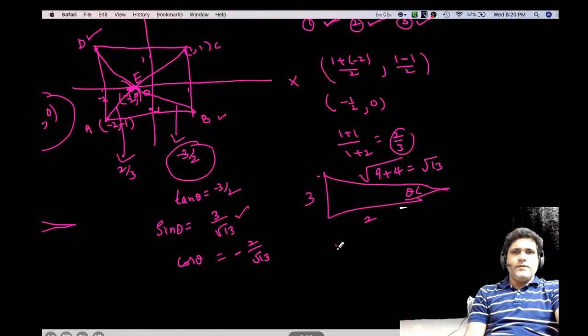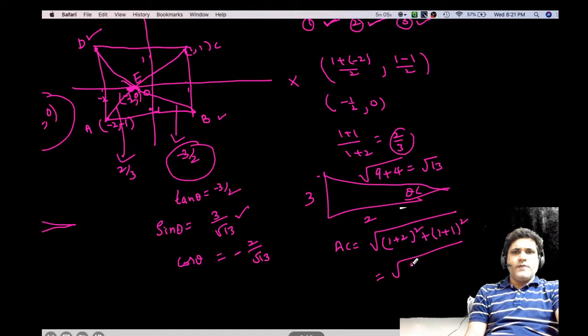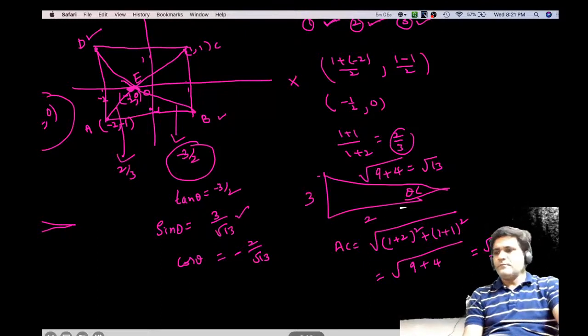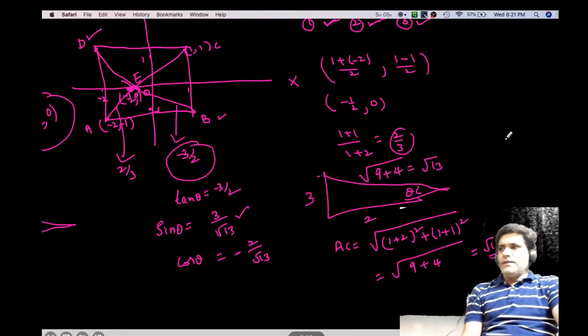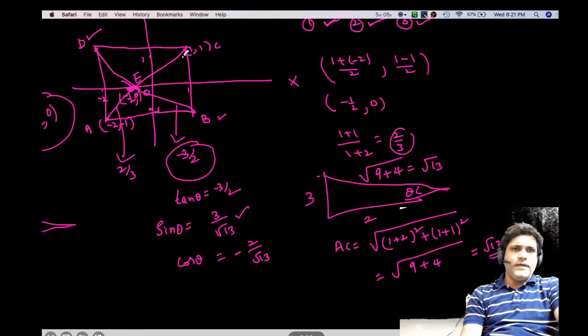Therefore, the AC length you calculate first. AC length is equal to the distance between 2 points, that is (1 plus 2) whole square plus (1 plus 1) whole square, that is equal to 9 plus 4, equal to root 13. So the AC distance, that is the length of this diagonal, is root 13.